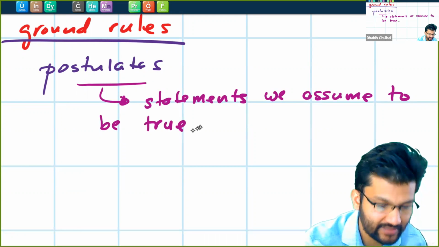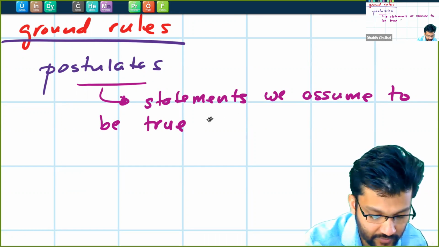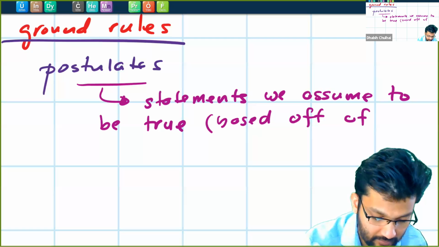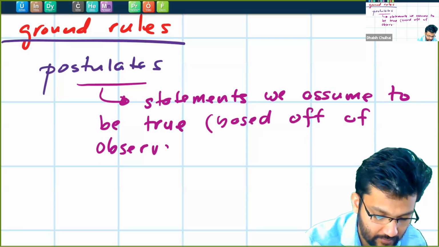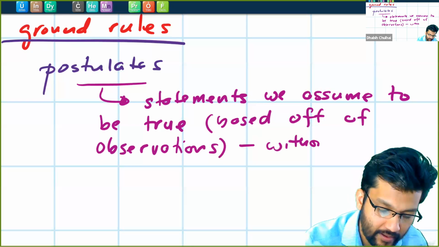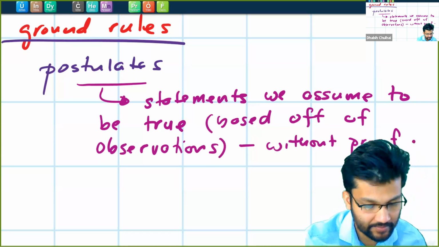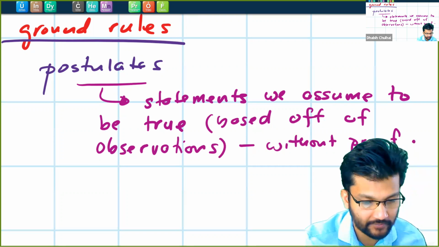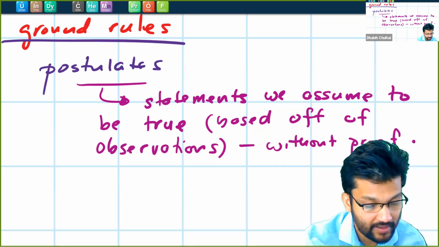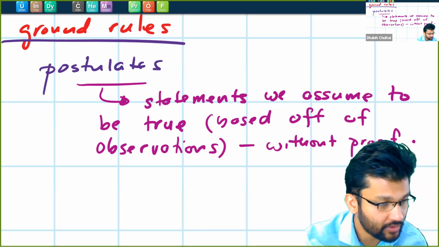And not really true, but we're going to assume that they're true based off of observations, right? But really, we're not going to go into why they're true. Remember last time we met, I talked about how physicists don't really answer questions of why, they just answer questions of how. So it's to set up these ground rules for how this whole new theory is going to work.